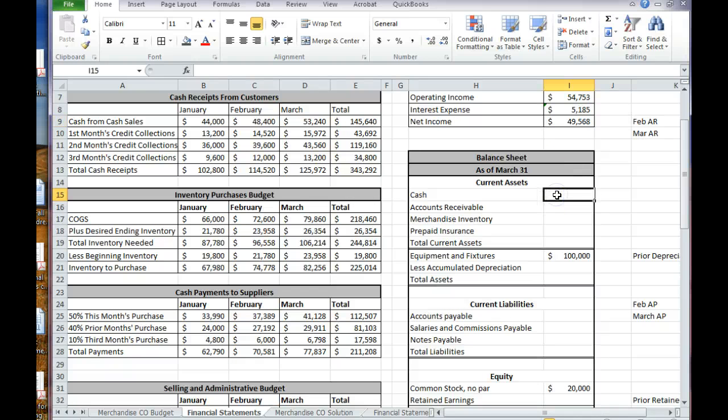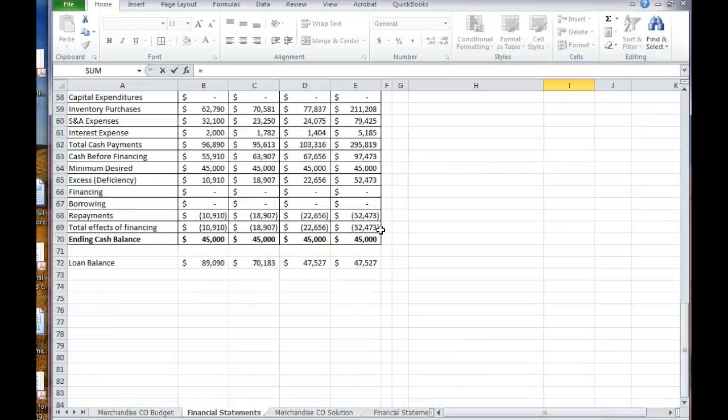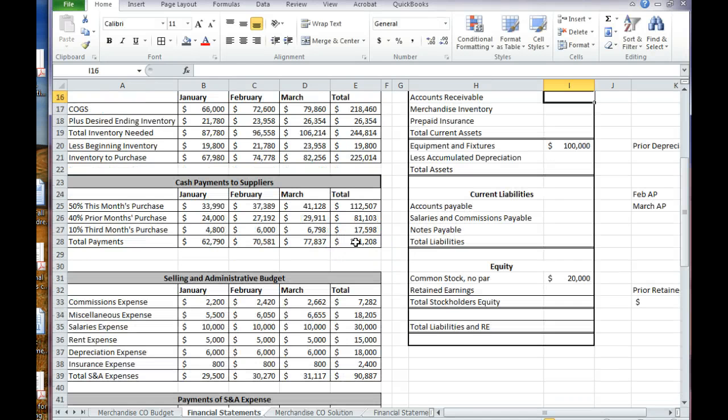All right, so our balance sheet, what are we looking for? Our cash. How do we get cash? Let's look at this here. How much cash do we have on hand? It's going to be our ending cash balance.